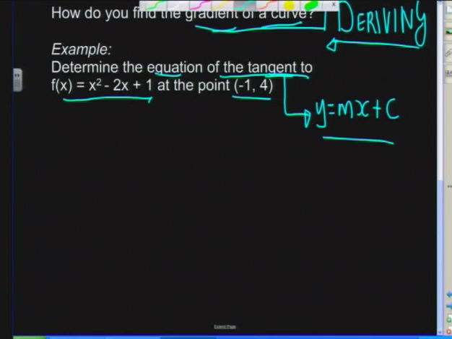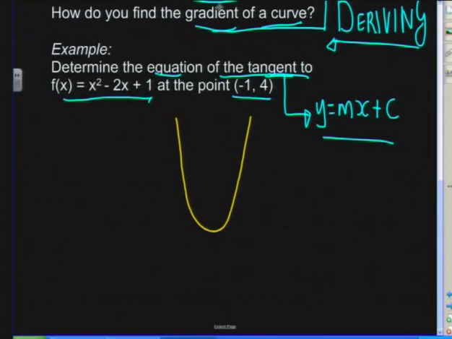I'm going to draw this for you so that you have an idea of what we're talking about. So we've got a parabola, x squared minus 2x minus 1. All right, and we are told that a tangent touches this curve at the point minus 1, 4, and they want to know what the equation of this tangent is. Okay, so that's our tangent, and this point of contact is minus 1, 4.